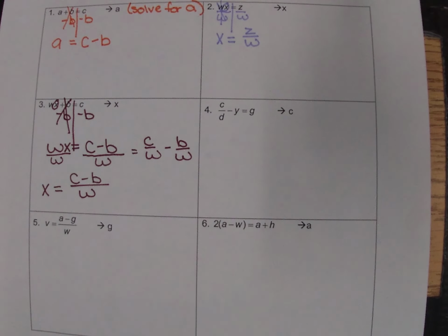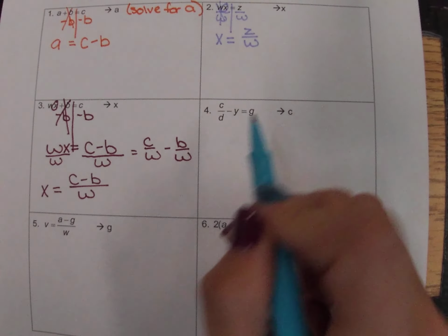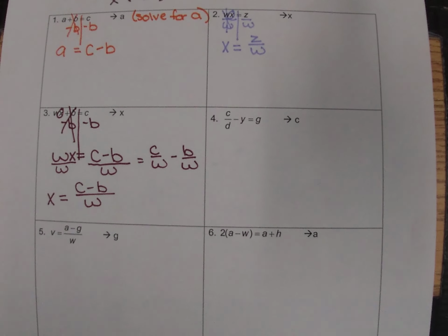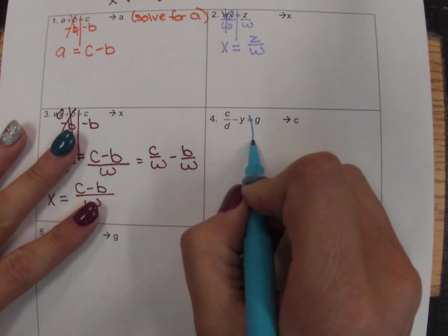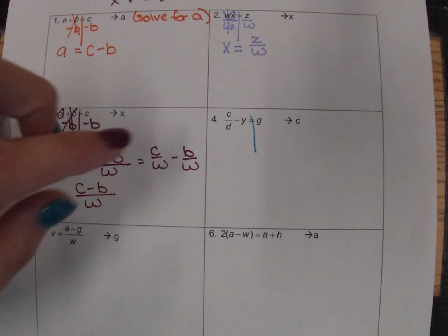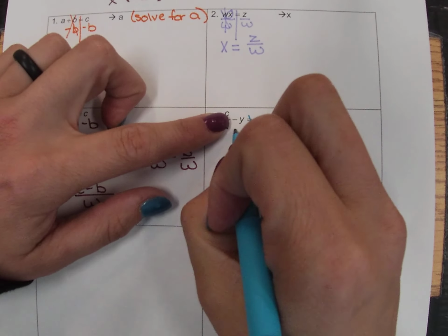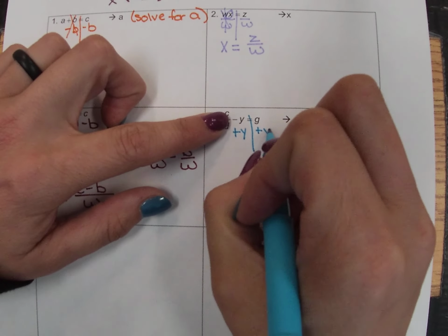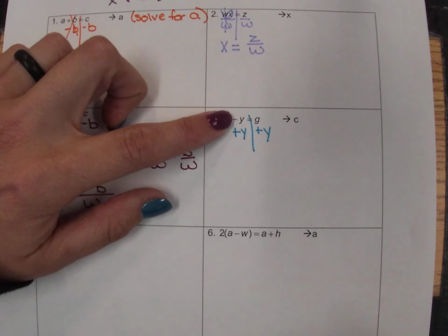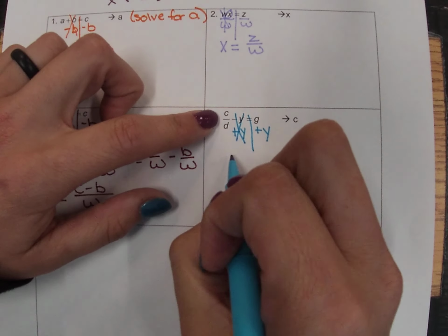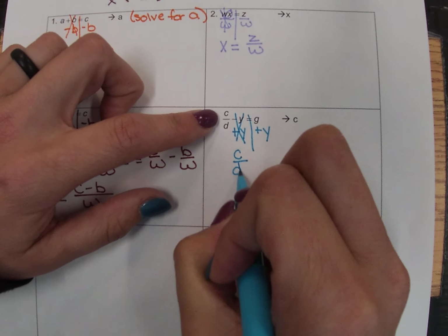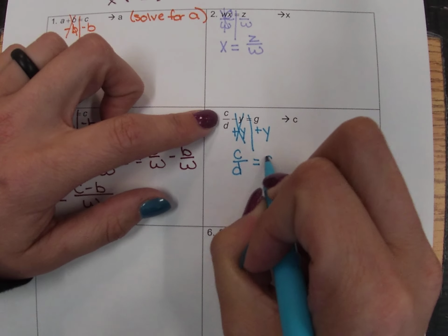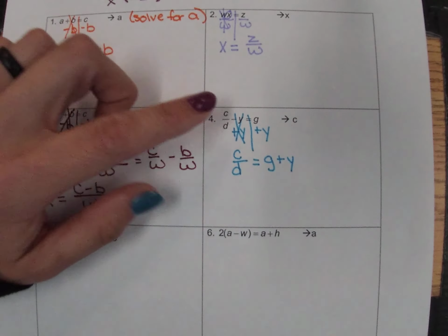When we look at number 4, we have c divided by d minus y equals g, and we want to solve this for c. So again, we are undoing our addition and subtraction first. So we are going to undo subtracting y by adding y. Whatever we do on one side, we have to do on the other. Our y's cancel. So on the left-hand side, we have c over d, and on the right-hand side, we have g plus y.